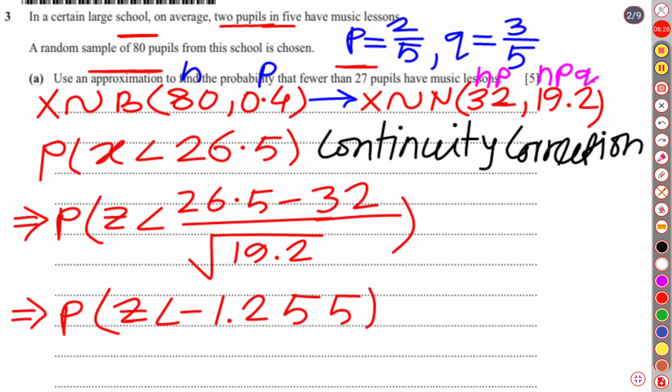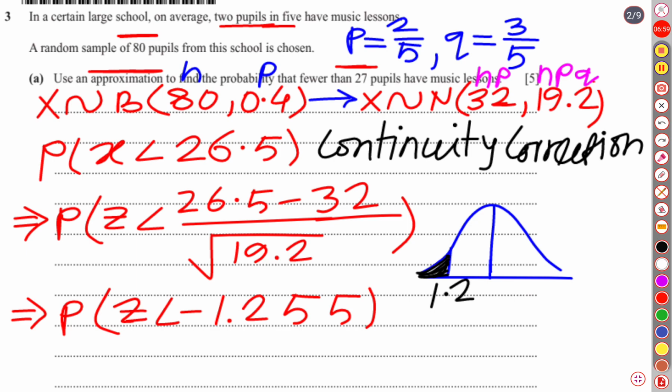After that we will draw a normal graph. Okay, let us draw a normal graph. Suppose this is our normal graph, and as our z score is negative, suppose this is our z score. Suppose it is 1.2. So which part is our probability? This dark tiny region is our probability.